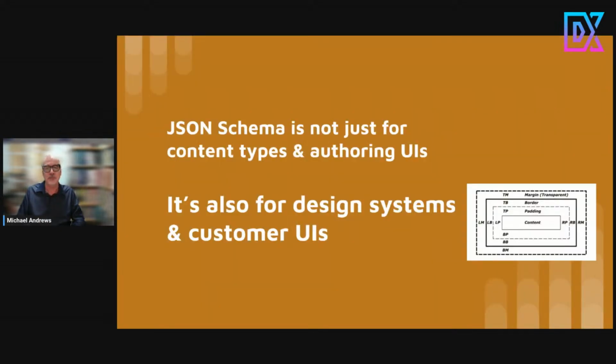So I'm really excited about what JSON schema can do to define our content and how it can support authors. But I'm also excited about what it can do to support people in UX who are trying to define the front end. And they're working with things like design systems, or they're trying to think about the customer UI, because I think JSON schema has an incredibly useful role to play in that domain as well.